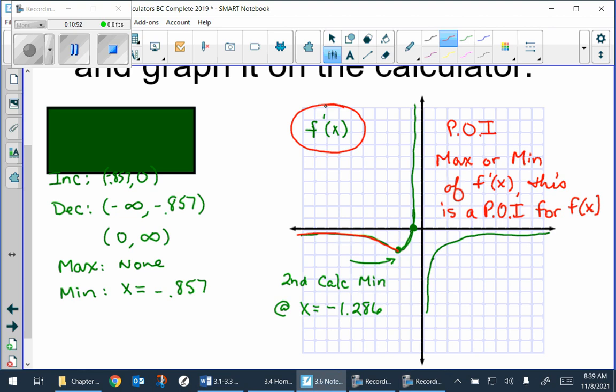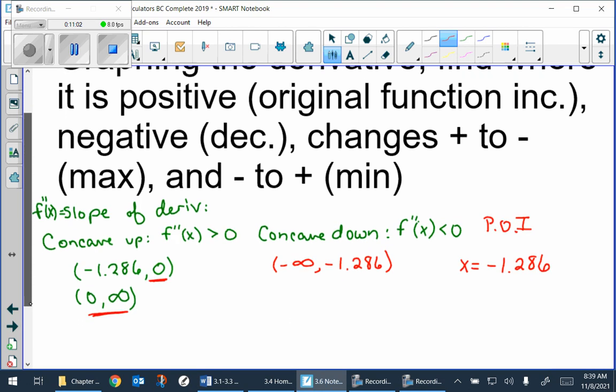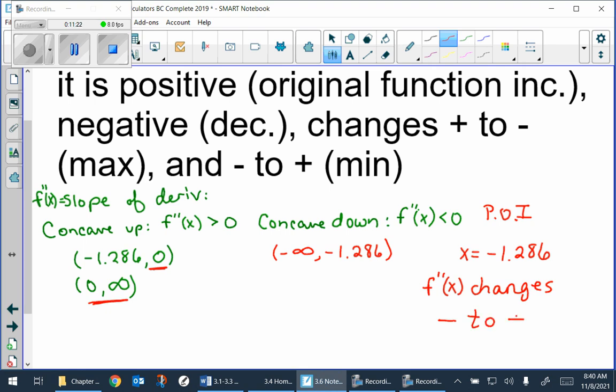Okay. Now, that's not a reason for anything. If you are going to say why there is a point of inflection at negative 1.286, what is your reason for saying that? Point of inflection, f double prime of x does what? Changes from what to what? And we have got to be very specific with those signs. We can't just say second derivative changes sign.